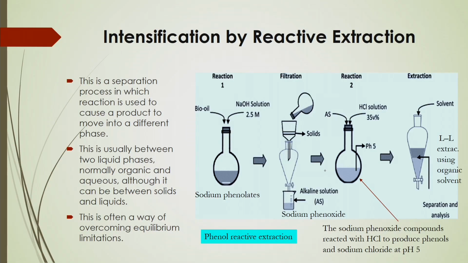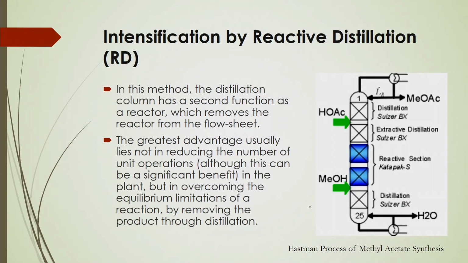with a certain percentage at a certain pH value. After that, whatever product comes out, those sodium phenoxide compounds will be reacted with hydrogen chloride, that will give you the phenols and sodium chloride at pH 5, and after that you have to extract that with solvents, liquid extraction, that will give you the separation of these products to a certain degree of purity. So, in that case reaction and extraction both will be carried out in a single unit.